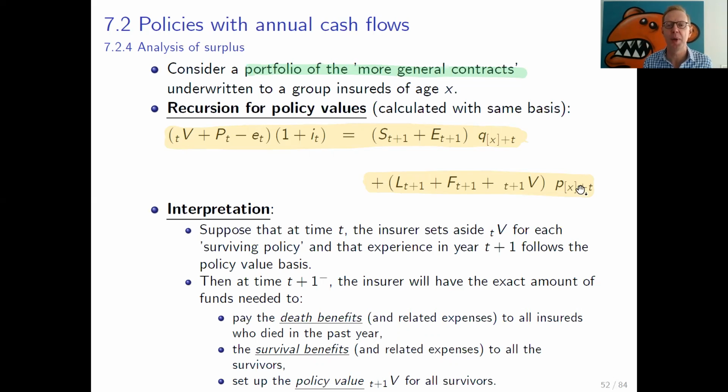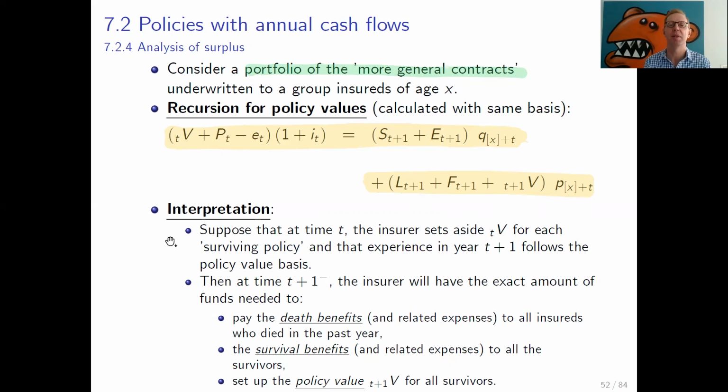So we have V_t and V_{t+1}, and we calculate them with the same basis. We find that the policy value at time t, V_t, plus the premium minus related expense, accumulated by interest, which is the available assets at time t+1 minus, is equal to the required assets. The required assets: with probability that the insured dies, we need S_{t+1} plus E_{t+1}; plus the probability that the insured survives, we need L_{t+1} plus F_{t+1}, and we have to set aside V_{t+1}.